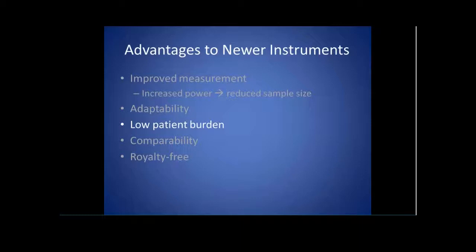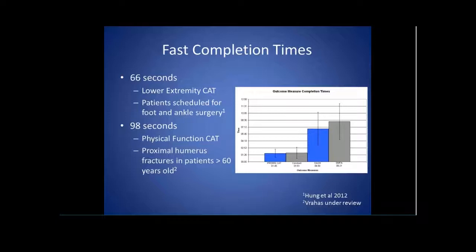Another advantage of newer PRO measures is the low patient burden, and we see that by completion time. Here are some data from a couple of studies focused in orthopedics, comparing completion times for PROMIS CATs and other widely used measures in orthopedics. We see really fast completion times, even among folks who had some limitations with physical mobility and age. The graph shows the PROMIS completion time on average of 1:45, the Constant at 1:51, DASH and SMFA at 6 minutes 50 seconds and 8 minutes 21 seconds.